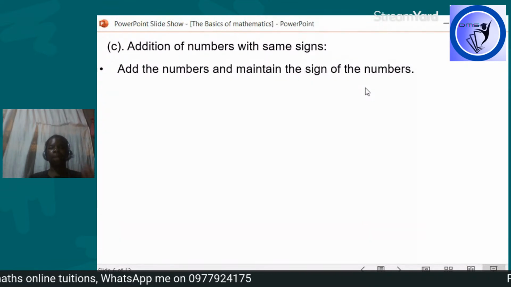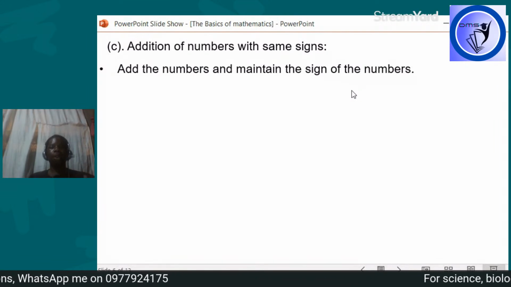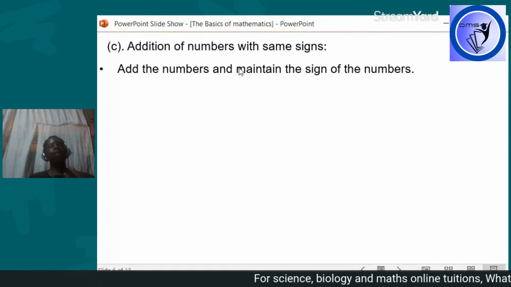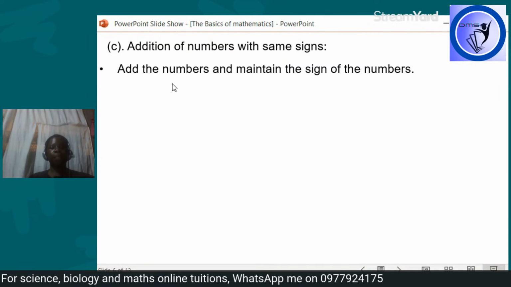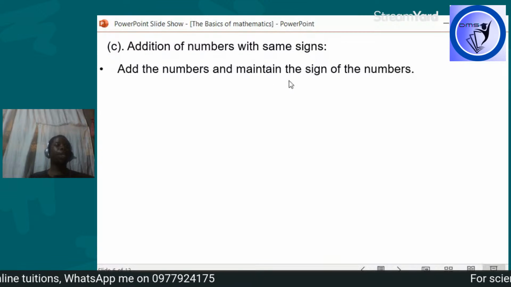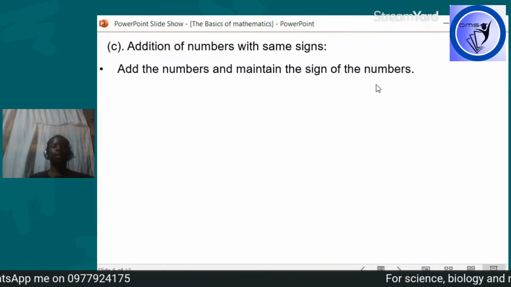Okay, I hope you are getting this point here. You have been given numbers of the same sign. What do you do to them? We are saying add the numbers. You just go ahead and add them and then maintain the sign of the numbers.